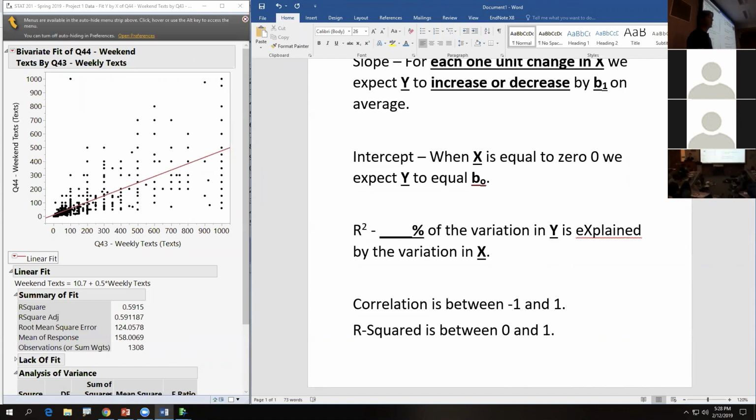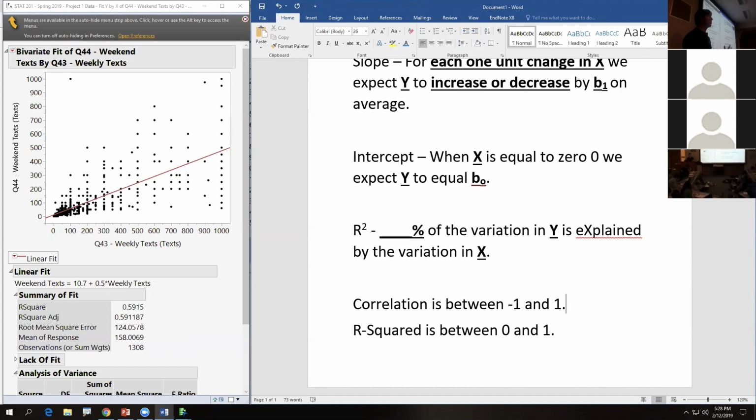And R squared is percent of variation explained. What is the least amount of variation you could explain? It's like, what's the least percent of a pizza you could eat? 0. What's the most percent you could eat? All of it, 100%. So R squared ranges between 0 and 1 because it's the percent of variation you've explained.